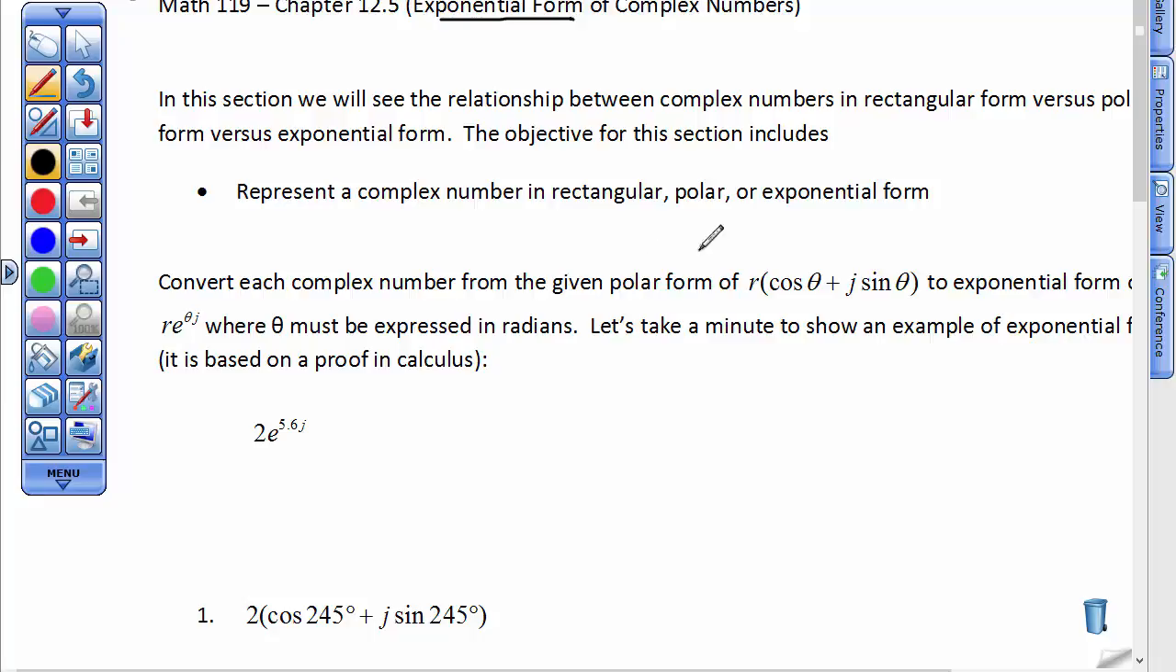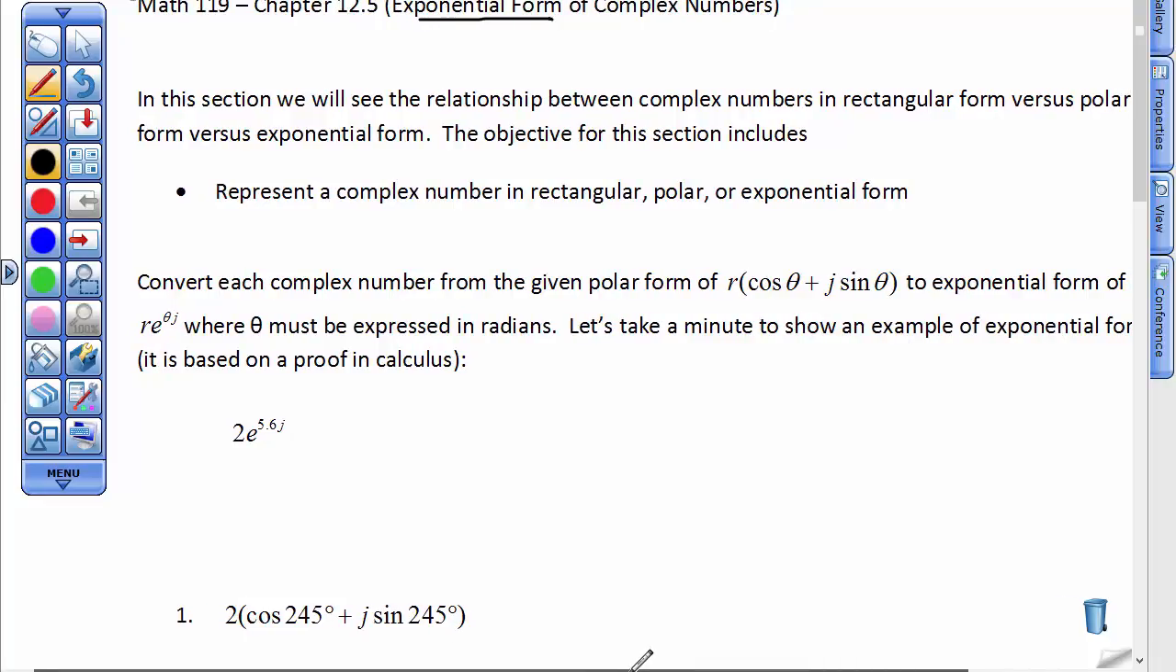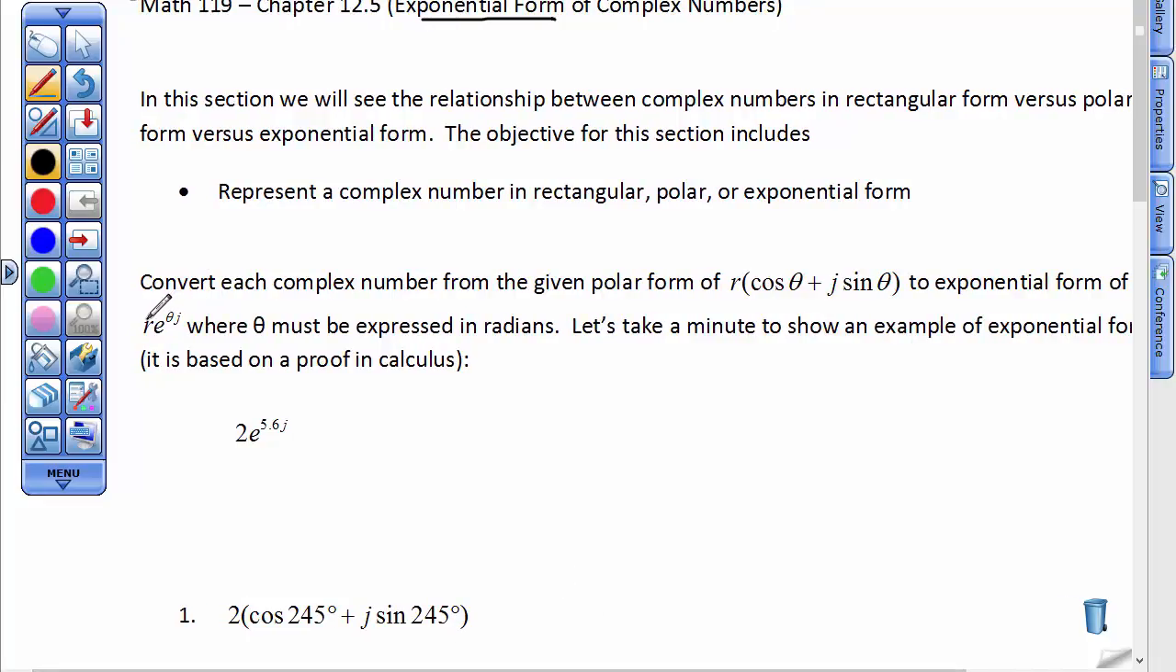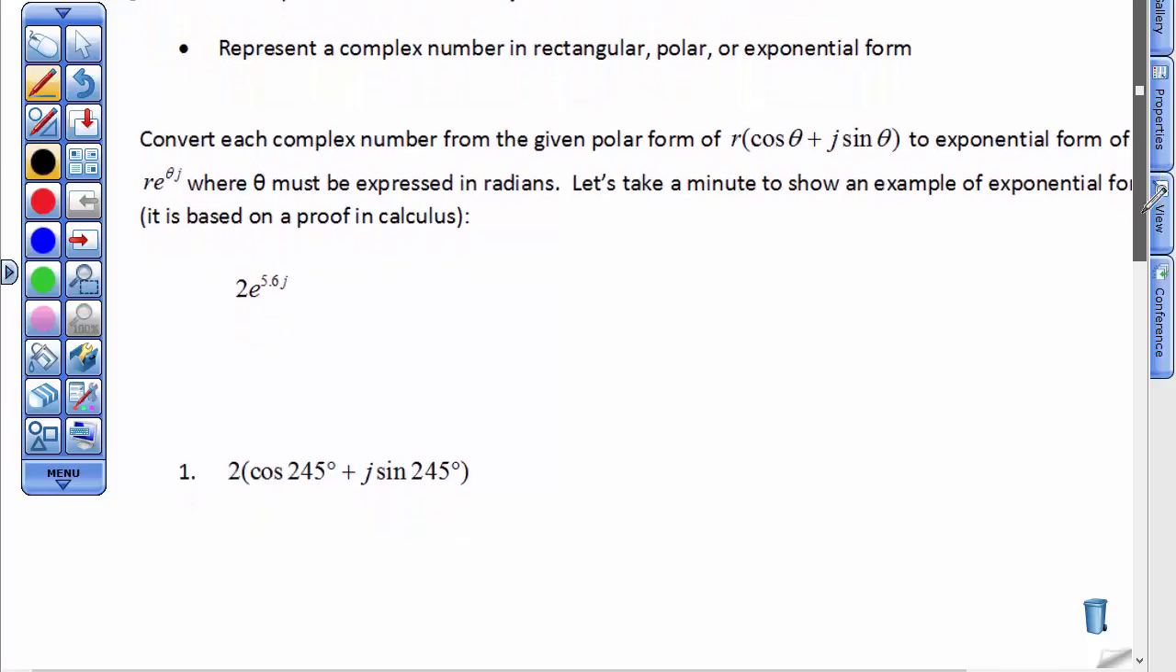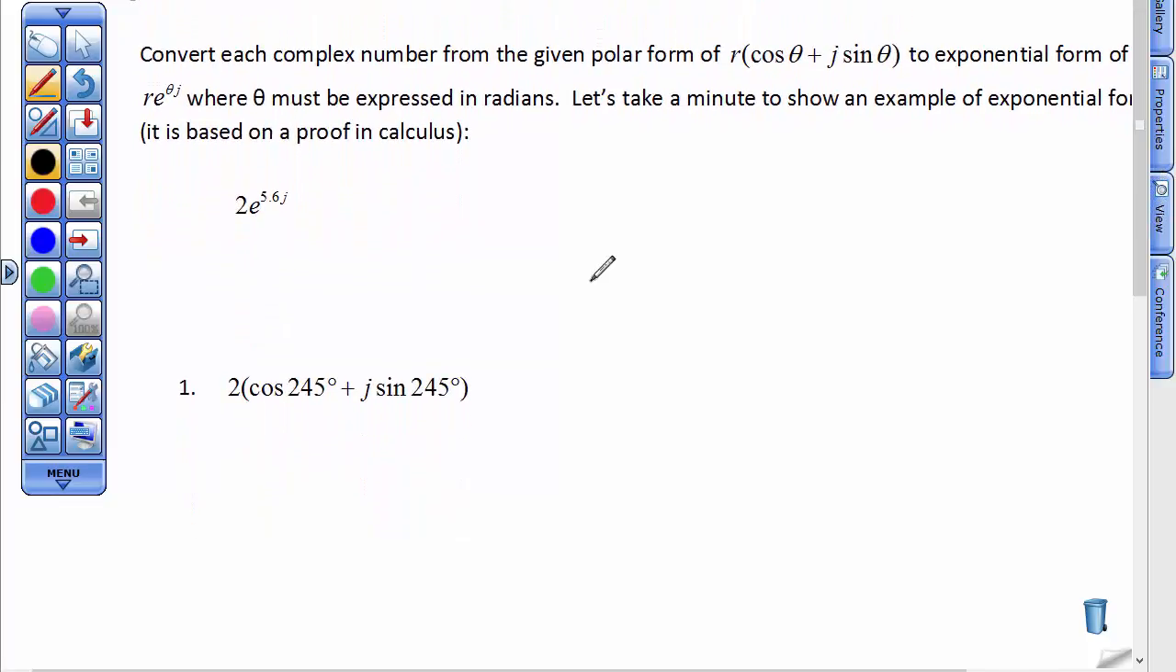A complex number in polar form is given like this: r times the cosine of theta plus j times the sine of theta. But in exponential form, a complex number is written as r e to the theta times j, where theta here in this statement must be expressed in radians. This r value right here is the same as this r value right here. So this r of 2 and that r of 2, same kind of thing. If it was a vector, I'd get it by using the Pythagorean theorem. And it is a vector, but I mean if it was in rectangular form.